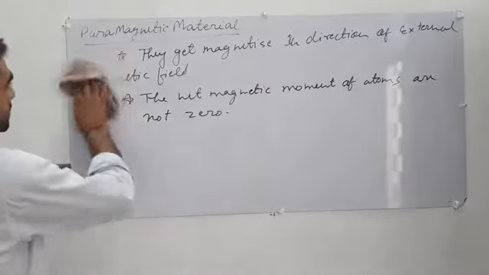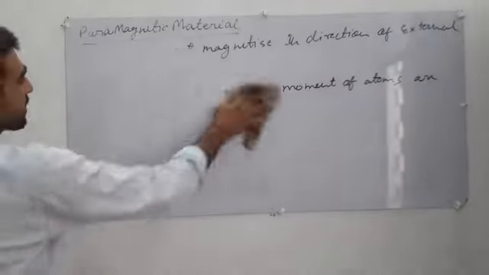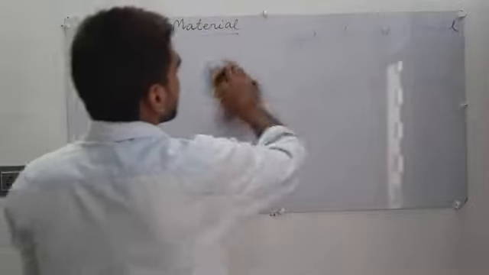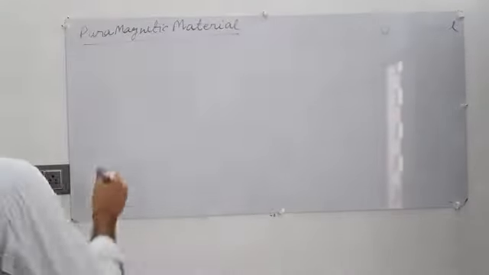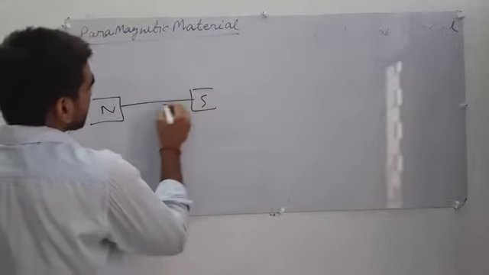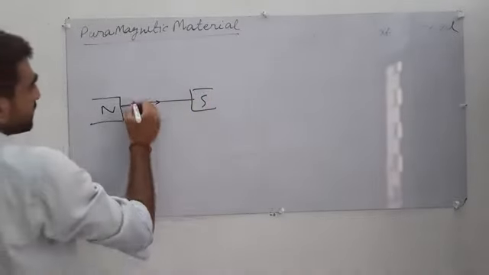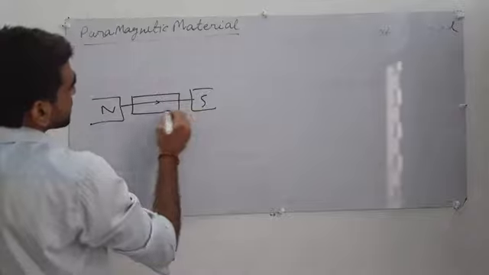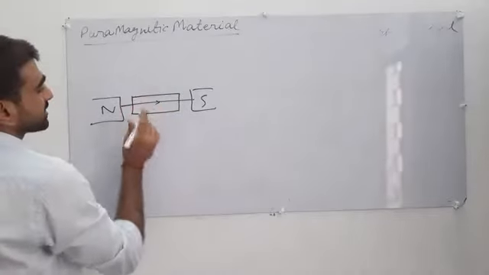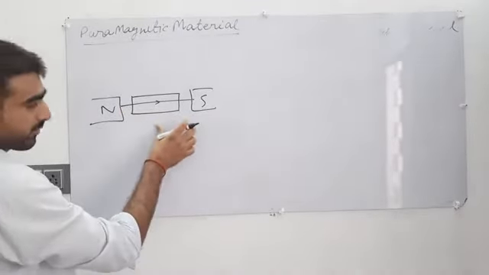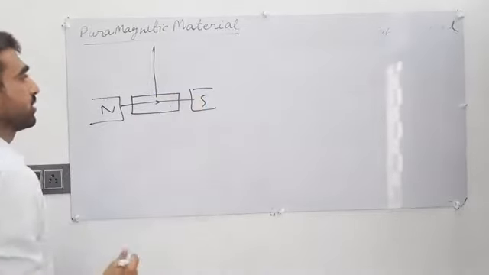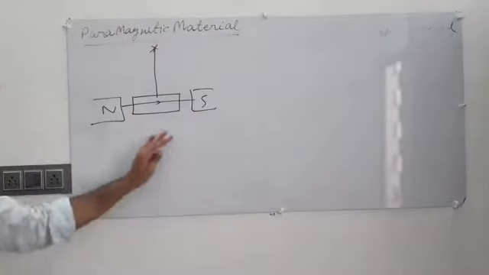Now let's discuss some properties, like we did for diamagnetic material. If we freely suspend a paramagnetic specimen in air, with this being the north pole, this the south pole, and these the magnetic field lines, then the tendency of the paramagnetic material is to align itself with its longest axis along the magnetic field, because this is the longest axial length and this is the shortest axial length.